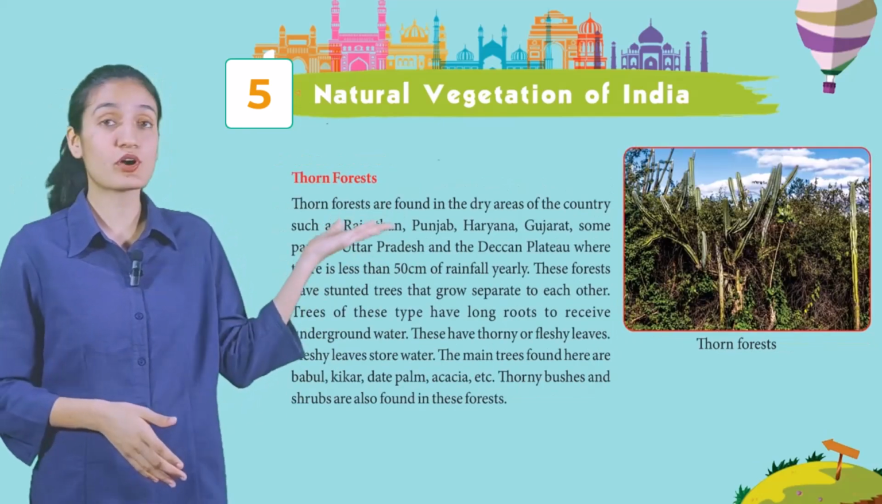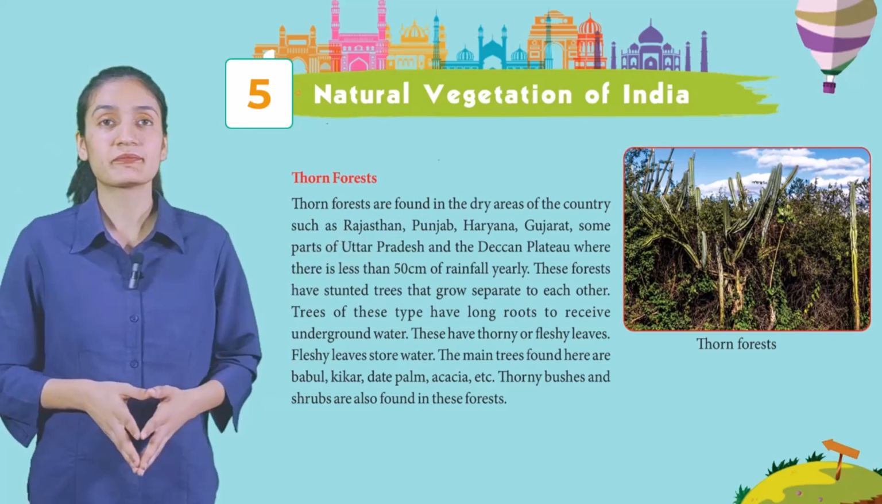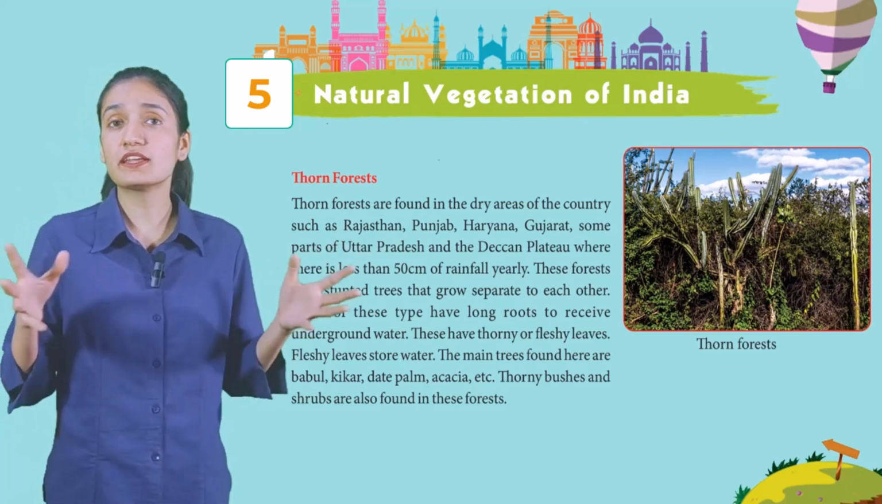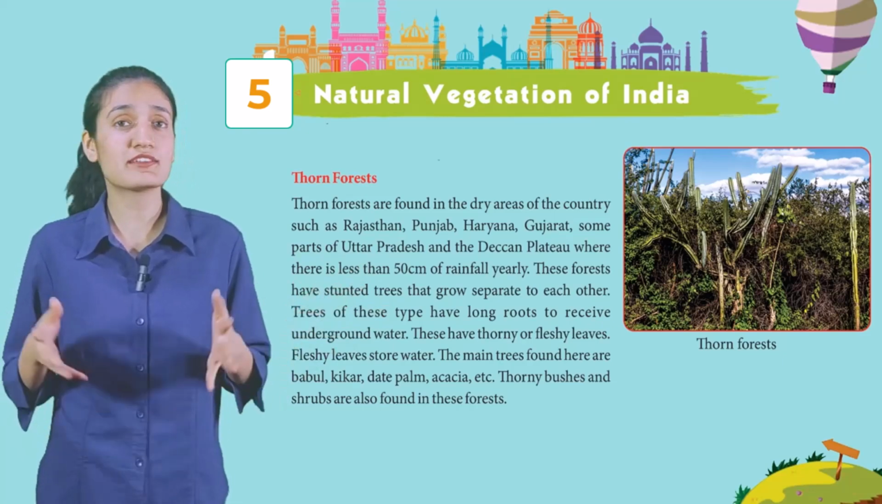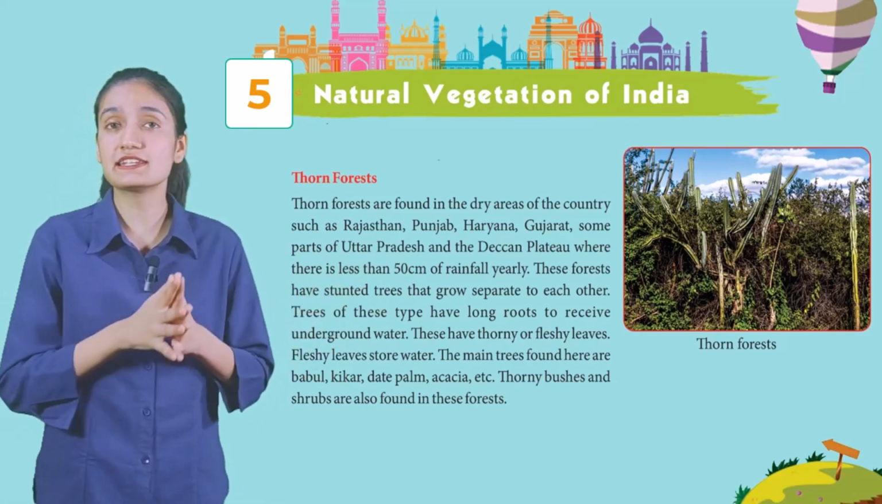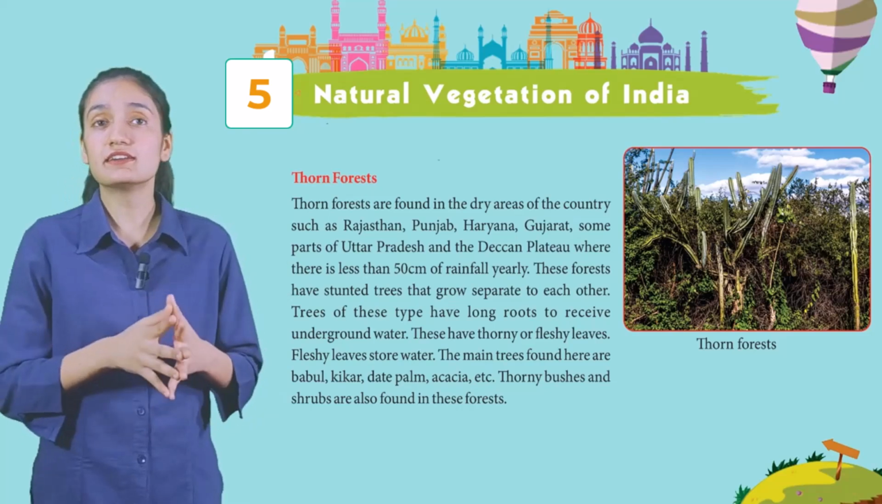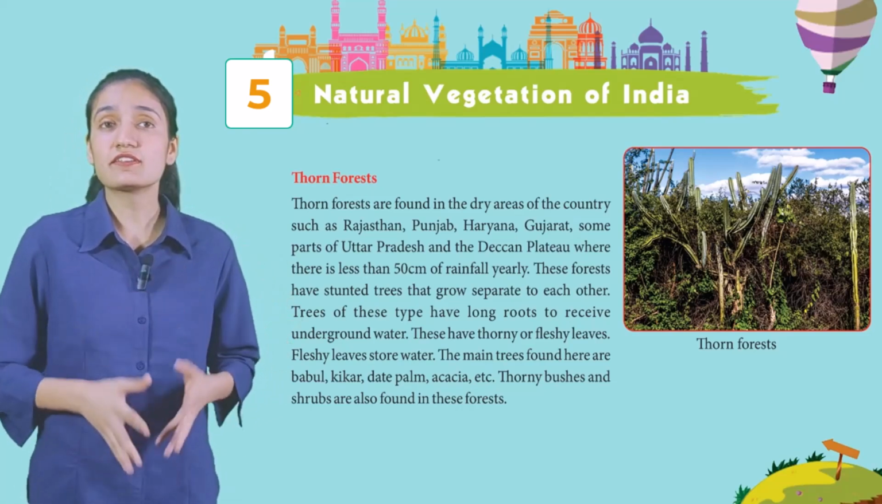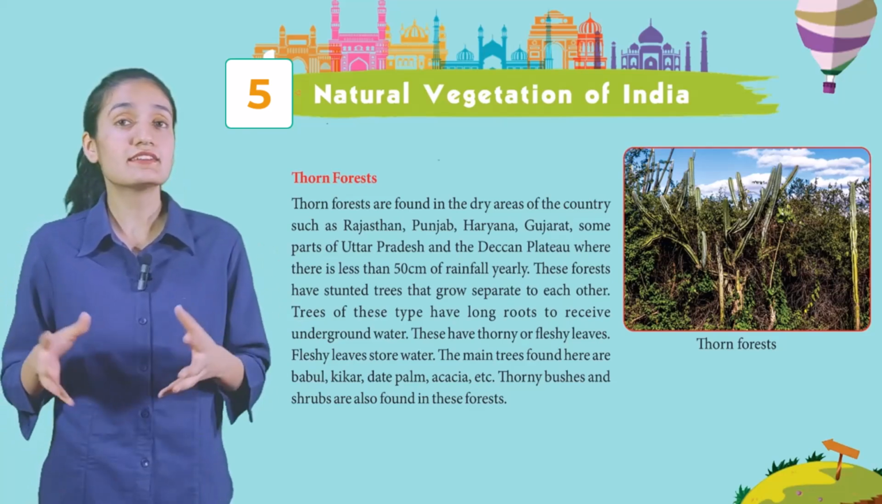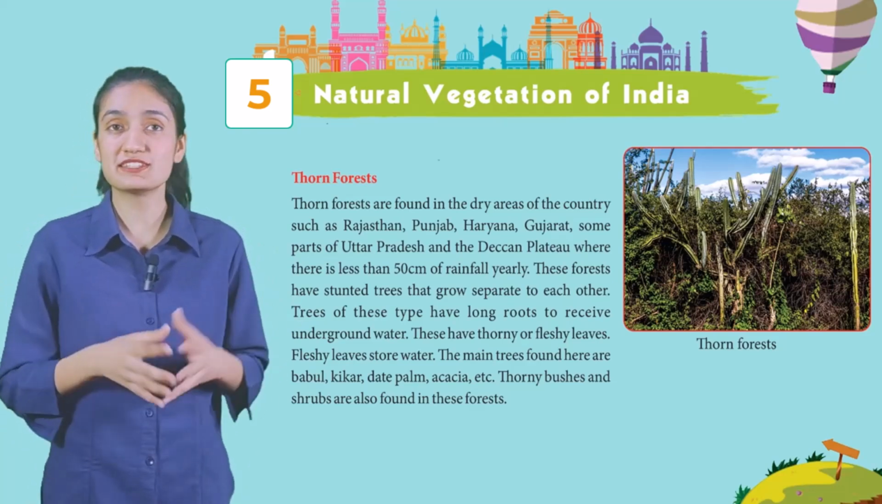Now next we have thorn forest. Thorn forests are found in the dry areas of the country such as Rajasthan, Punjab, Haryana, Gujarat, some parts of Uttar Pradesh and the Deccan Plateaus where there is less than 50 cm of rainfall yearly. These forests have stunted trees that grow separate to each other.